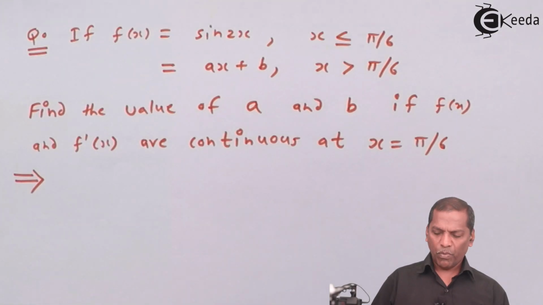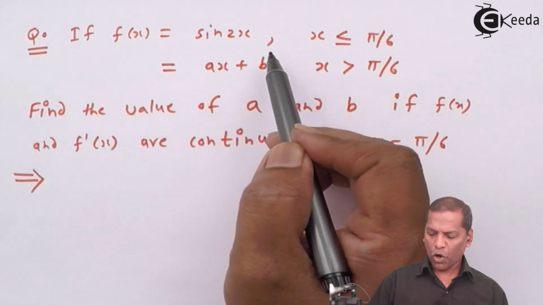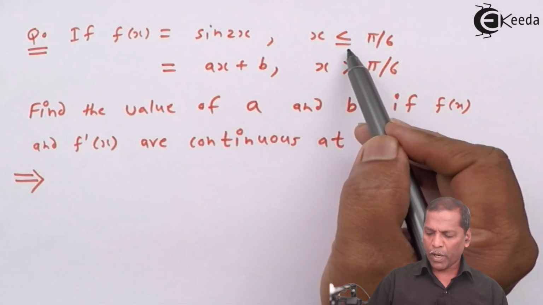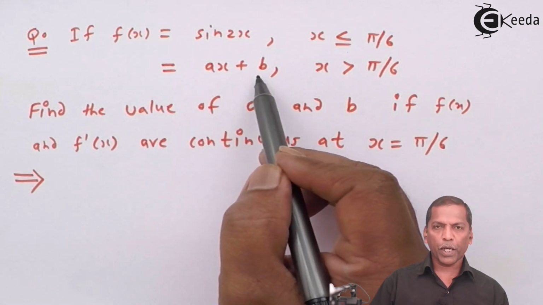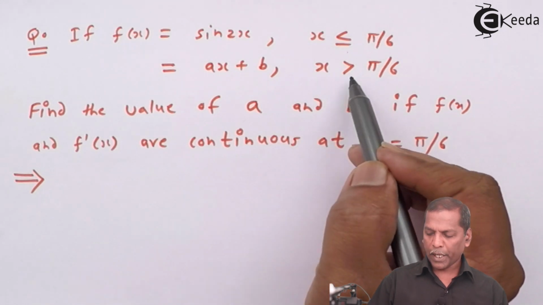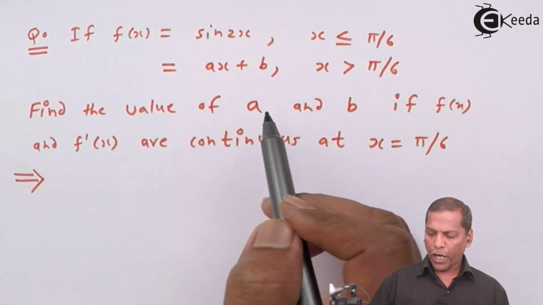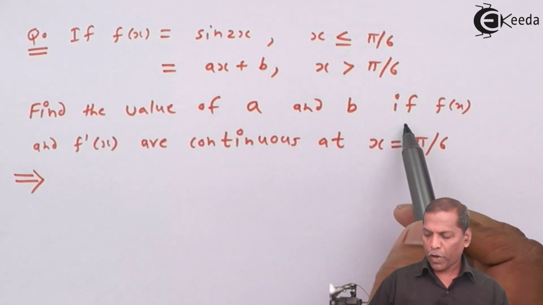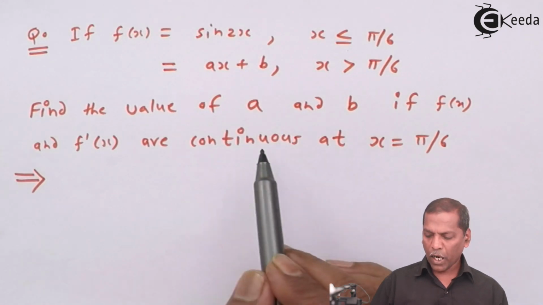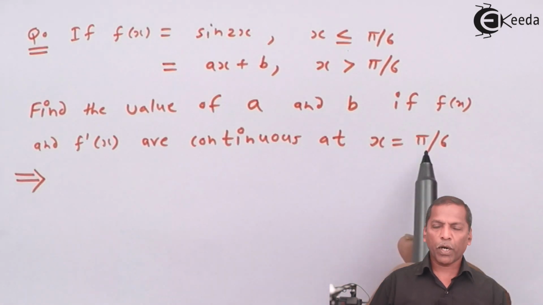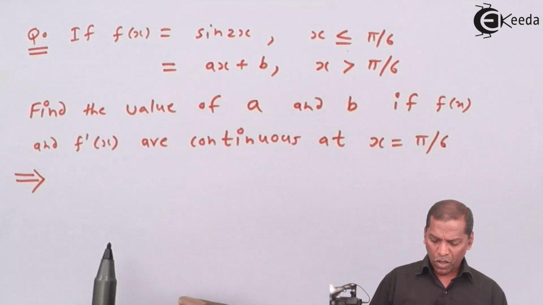The question is, if f(x) is equal to sine of 2x, for x less than or equal to pi by 6, and equal to ax plus b, for x greater than pi by 6, find the value of a and b if f(x) and f'(x) are continuous at x equal to pi by 6. Now let's see the solution.